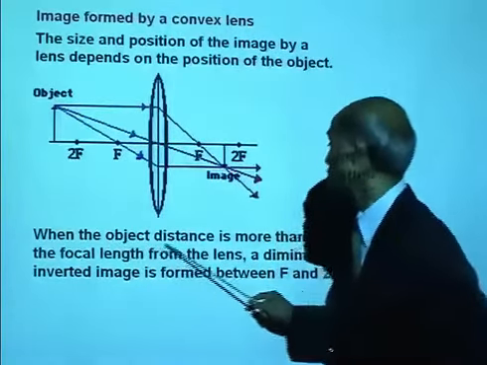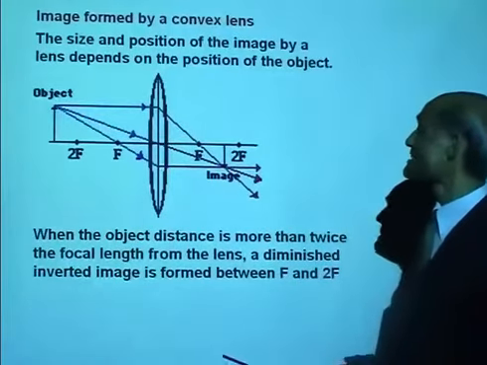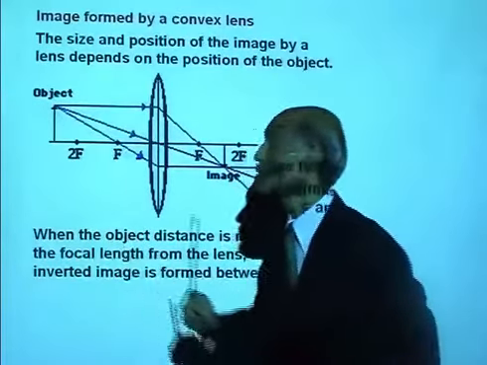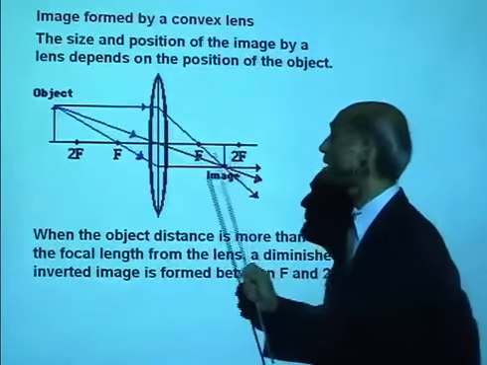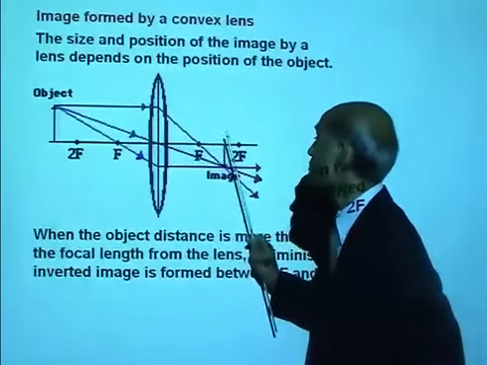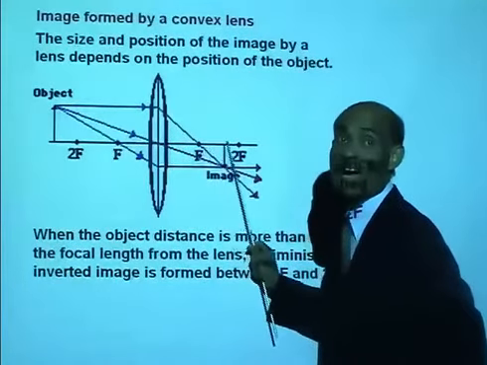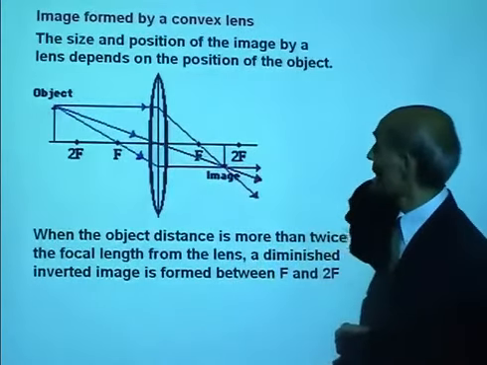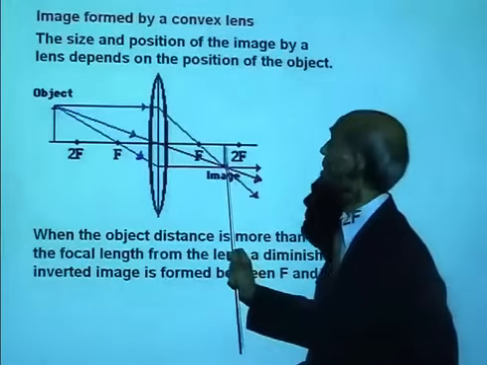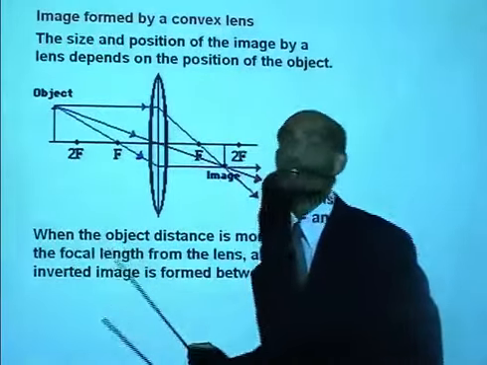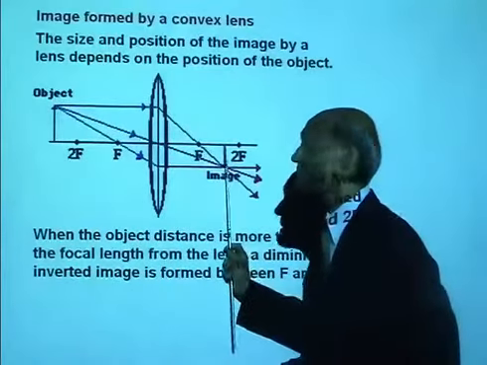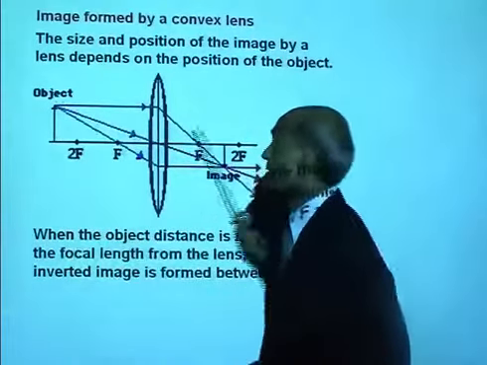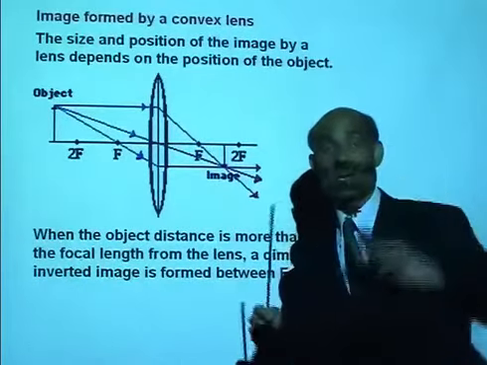Now, when the object distance is more than twice the focal length, now here I have kept the object more than twice the focal length. Where is the image formed? You can see the image is formed between f and 2f on the other side of the lens. Now, what can you say about this image? Is this image bigger or smaller than the object? Obviously, the image is smaller. Now, the object is erect, the image is upside down.